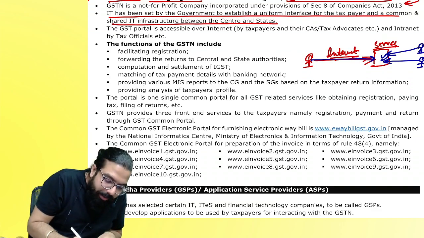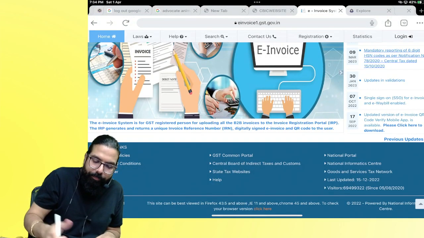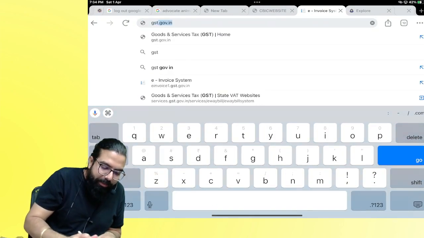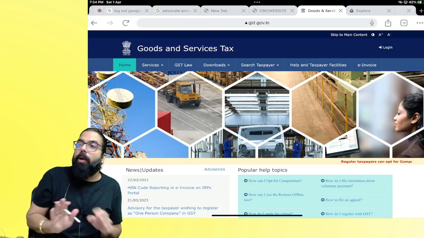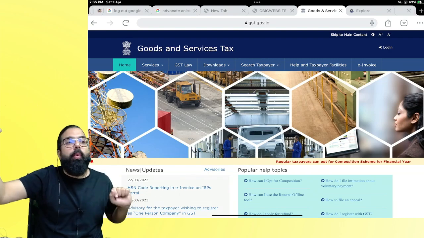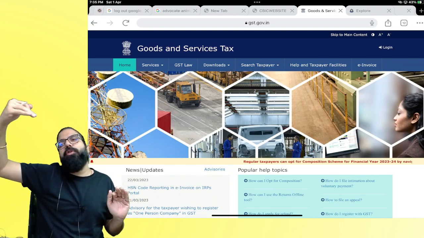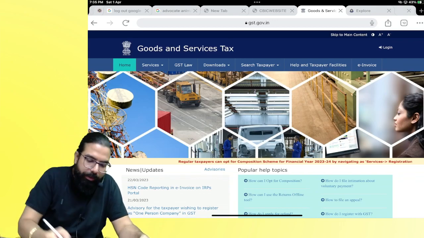So, sir, the GST portal is accessible over internet. Baba, how do we access the GST portal? If I have to access gst.gov.in, how will I access it? Through internet. Now, once I file my return, once I file all my data, officers will access through what? Internet or intranet? They can use intranet. They don't need internet. Can I go ahead, everyone? Next.